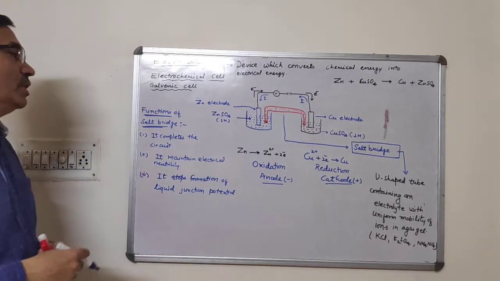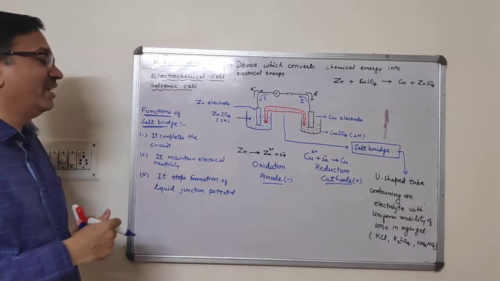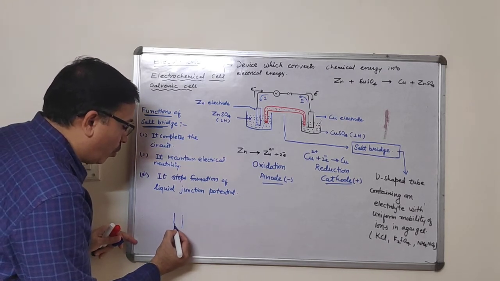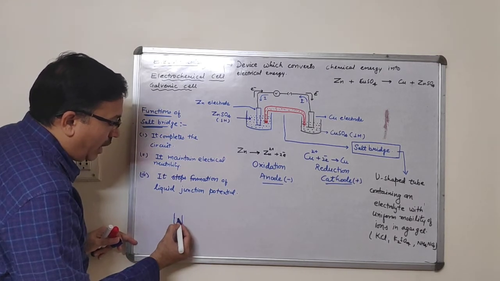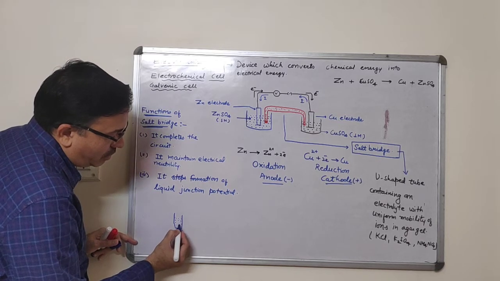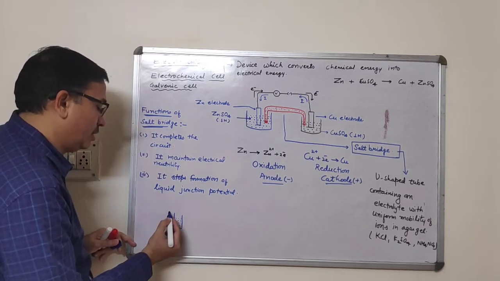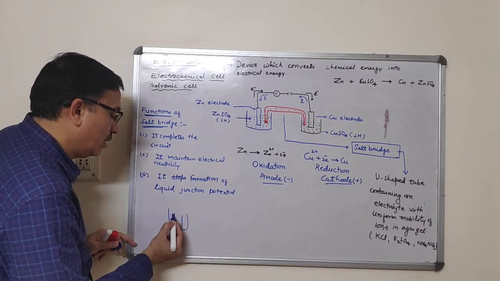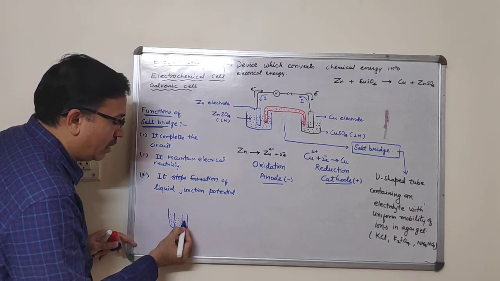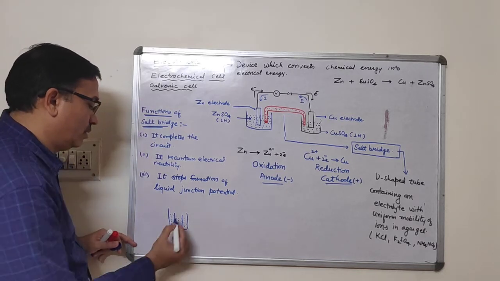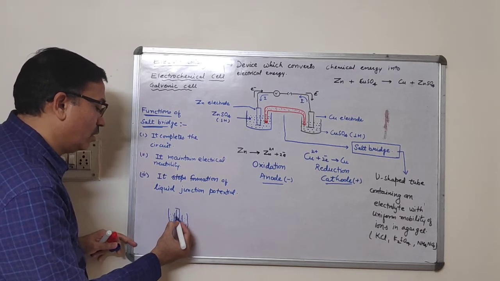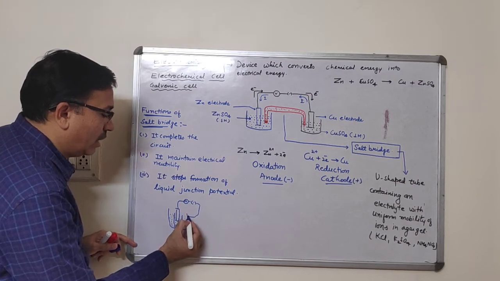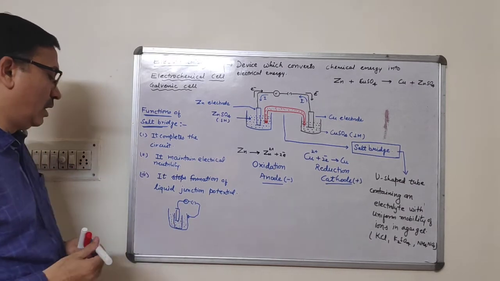Now what is liquid junction potential? When Galvani made this cell, he made it in a very simple way. He took a porous pot and placed zinc sulfate in it. Then he took a copper container and added copper sulfate to it, and a zinc rod, with a voltmeter and plug key, and connected it with this copper container.